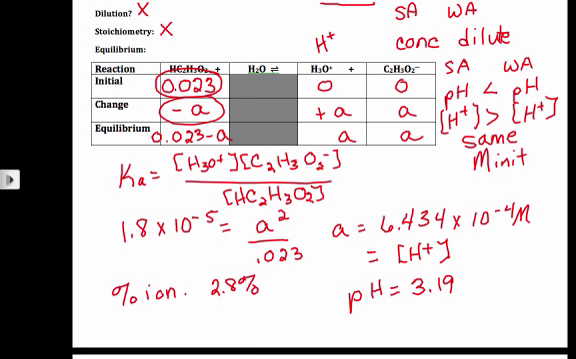It is possible, and so you've got to be very careful. Don't make generalizations. It's possible to have a concentrated weak acid have a pH that's lower than a dilute strong acid. So be a little careful with that terminology.